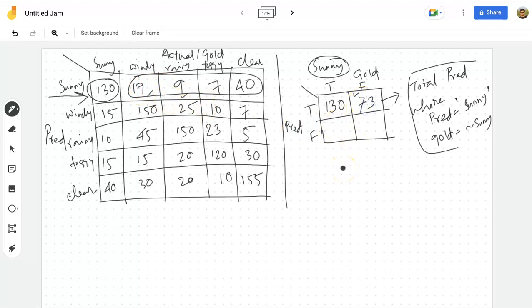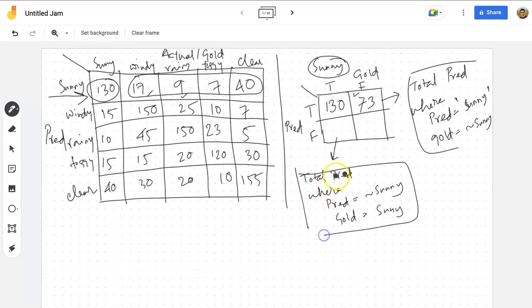Similarly, what does this cell mean? This cell means the total predictions where prediction is not sunny, but gold label is sunny. Gold label is sunny, but prediction is false. Prediction false means it is not sunny, so that's why I'm writing it this way. Prediction is not sunny, but gold is sunny.